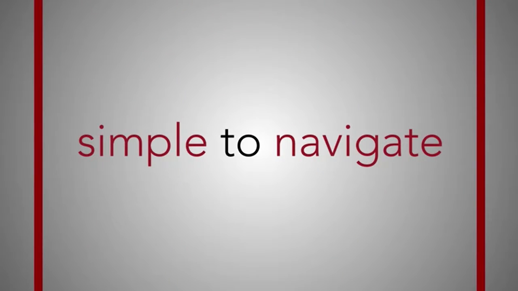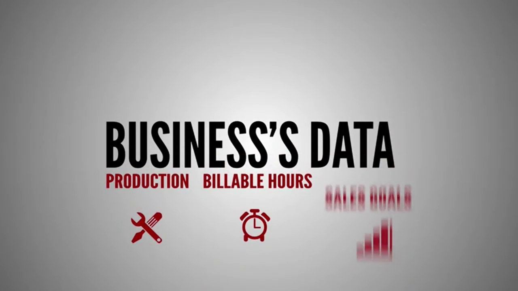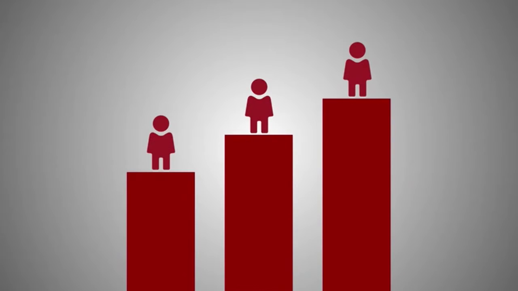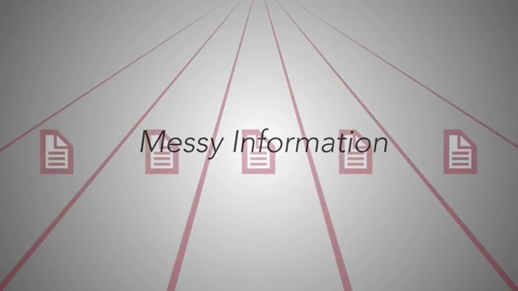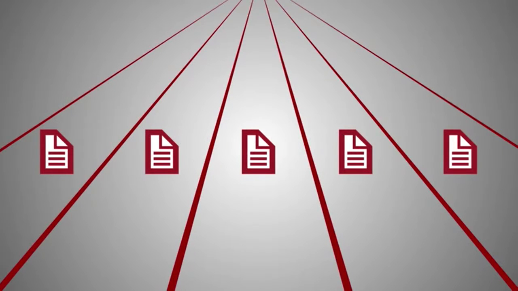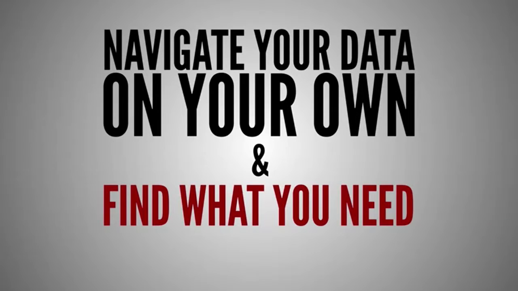Now imagine the items in the store are like your business's data, and you need to collect information on production, billable hours, and sales goals. You are likely to go to 3 different experts and ask them where you can find this information. Then you will go to someone else and have them compile it for you. BI is all about taking your messy information and turning it into a tidy and accessible grocery store. This enables you to navigate your data on your own and find what you need without relying on others.